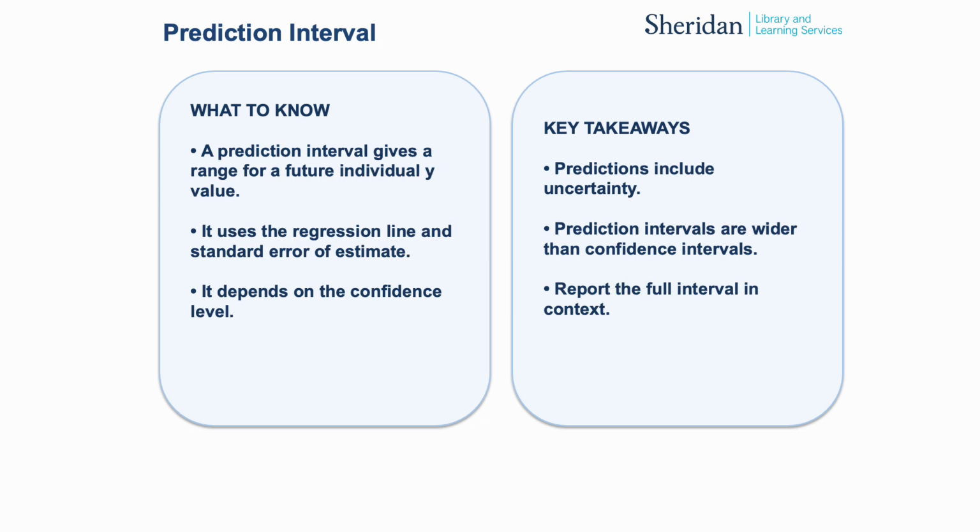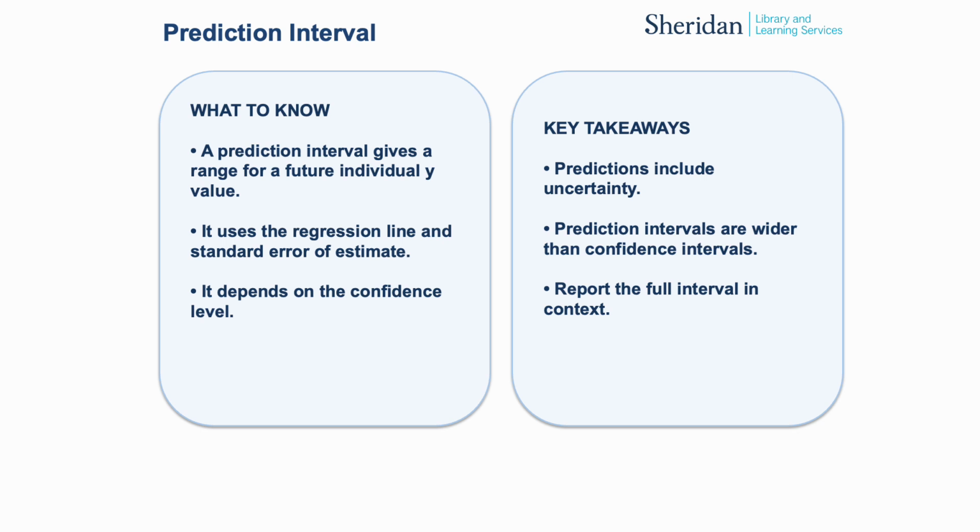Finally, let's talk about the prediction interval. For example, if the regression equation tells us the predicted value of y is 9, does that mean the actual value of y will definitely be 9? The answer is no. Remember, the regression equation only gives us the best estimate. Real-world data almost never falls exactly on the regression line. So that's why we use something called a prediction interval.